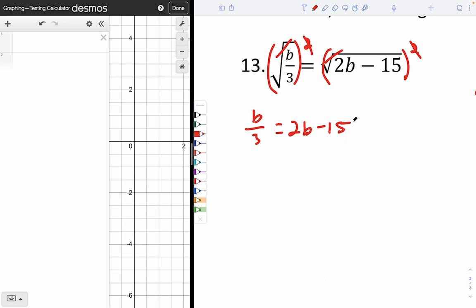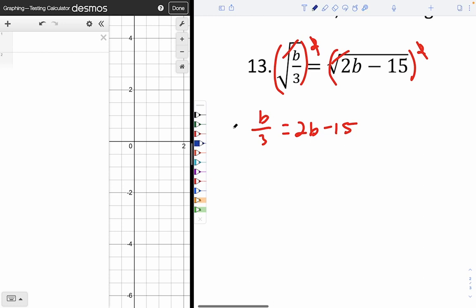Step 3 is to solve for the variable. In this case, the variable is b. To do that, we're going to isolate, get the variable by itself. Here's a b. It's not by itself because there's a divide 3 attached. So how do I get rid of a divide 3? Times 3. So get rid of this divide 3 by doing times 3 to both sides. So multiply that whole side by 3.